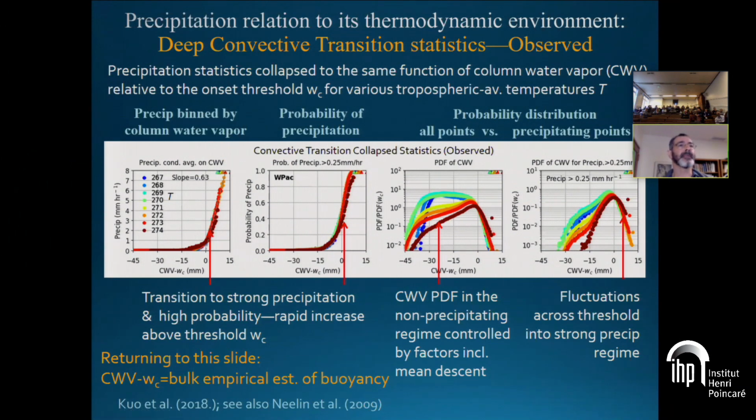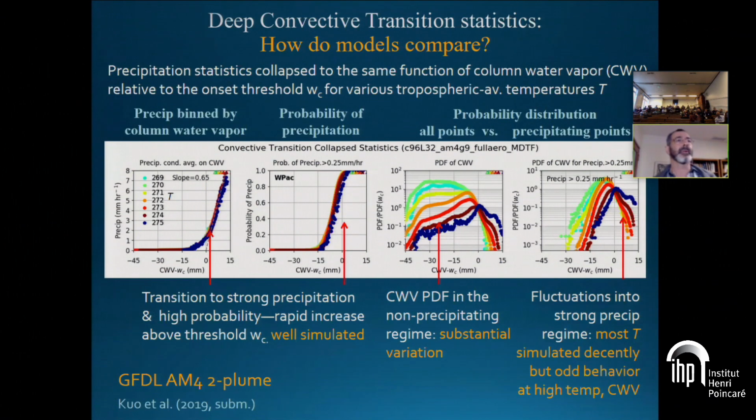Okay, so these are the observations for the onset of precipitation, how long you spend in the non-precipitating versus the precipitating regime, and what part of that is for precipitating points. Let's look at some models to see how well they reproduce this. So here, for example, is the GFDL model, same format of diagram. This is for one particular convective parameterization, and it's doing pretty well. The onset is well represented in conditional average and in probability of precipitation. Your precipitating points are fairly well confined near this onset.